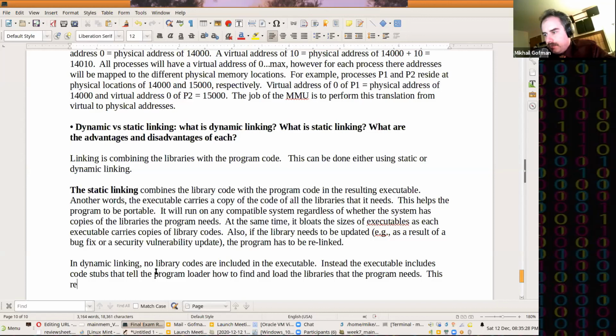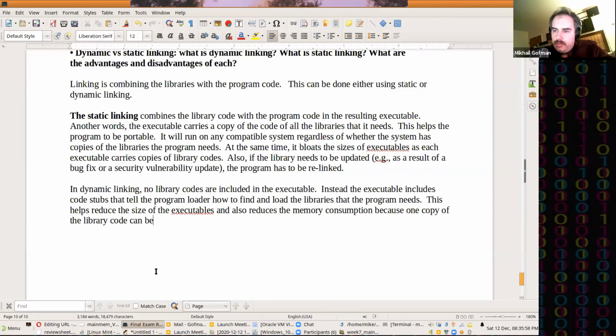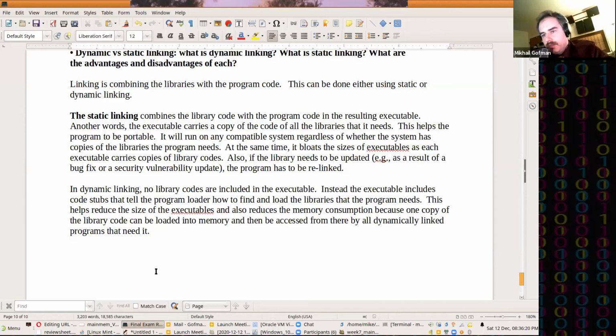Okay, this helps reduce the size of the executables and also reduces the memory consumption because one copy of the library code can be loaded into memory and then be accessed from there by all dynamically linked programs that need it. Okay, so that's basically the idea.